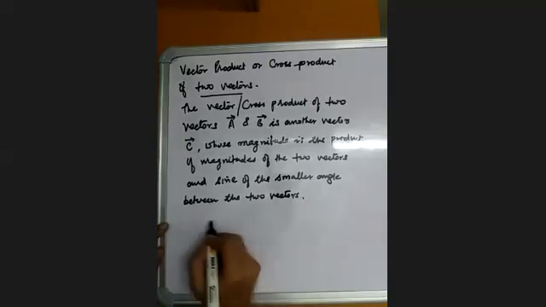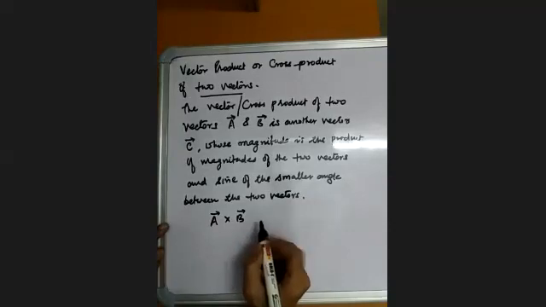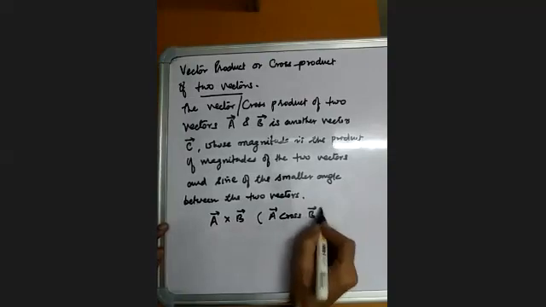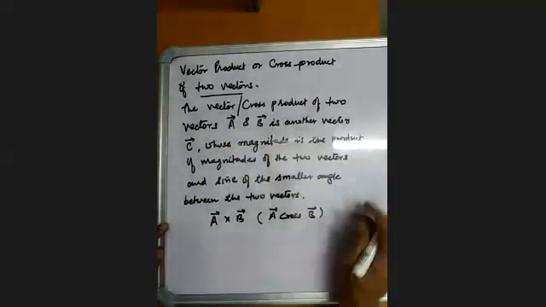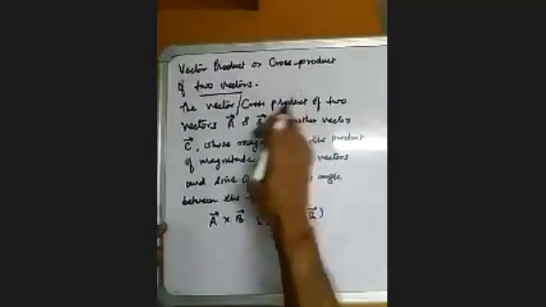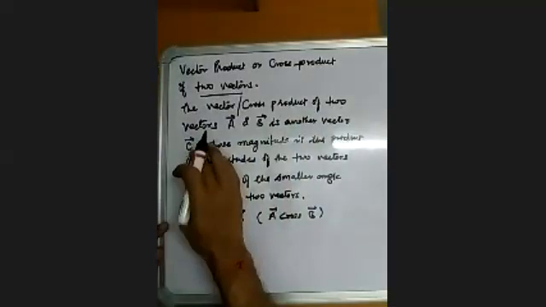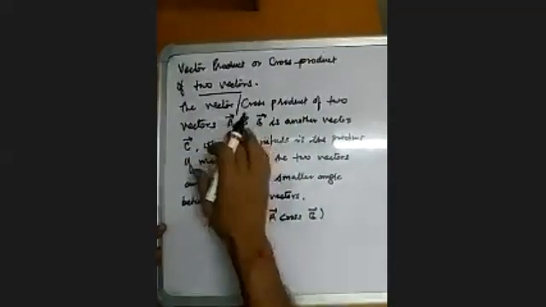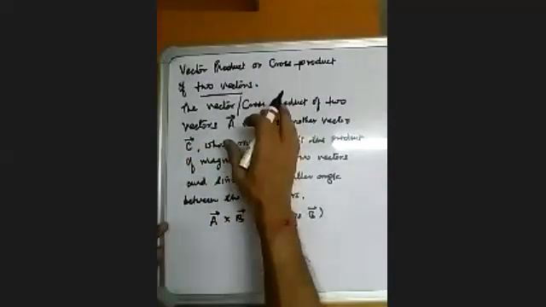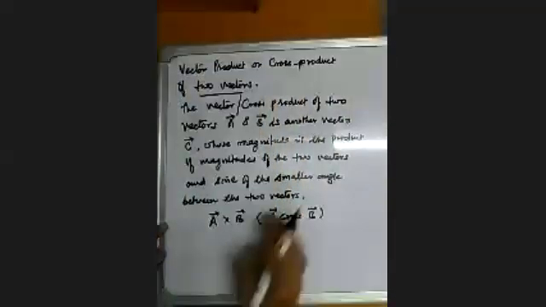Okay, so how do we represent it? Vector A cross vector B, and we read it as vector A cross vector B. So the cross product of two vectors, A vector and B vector, is another vector. If you remember, we have studied prior to this that in case of dot product, the result is a scalar quantity, but now in case of vector product or cross product, the result is a vector quantity, and that is why it is called a vector product.